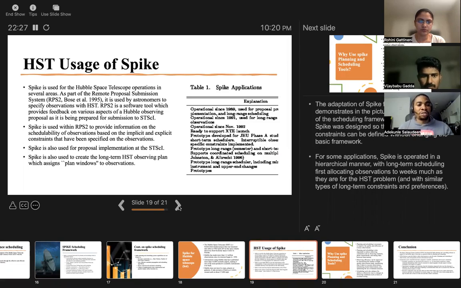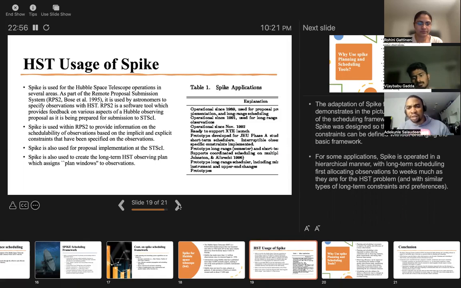Spike is also used within RPS2 to provide information on the schedulability of observations based on the implicit and explicit constraints that have been specified on the observation. Also, Spike is used for proposal implementation in the STScI. Spike is also used to create the long-term HST observing plan, which assigns the plan window to observations.